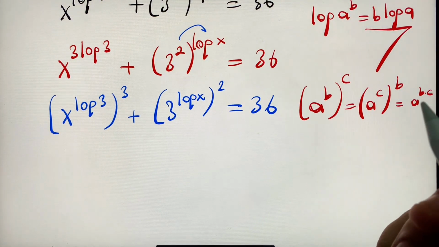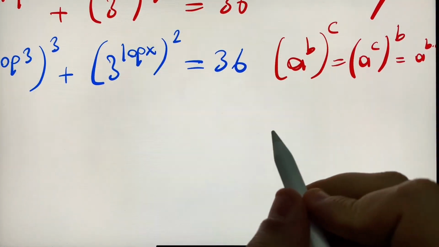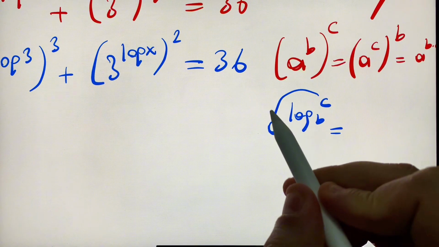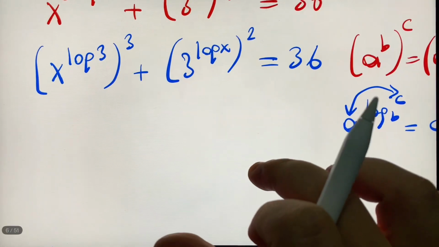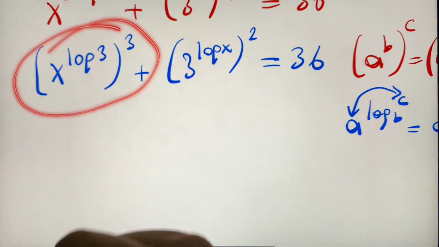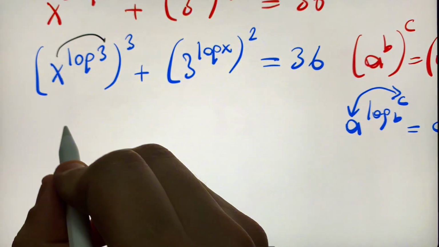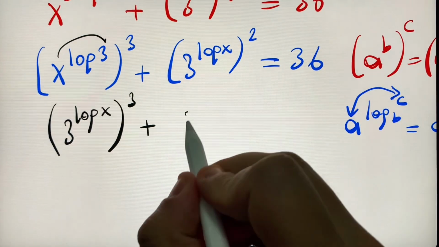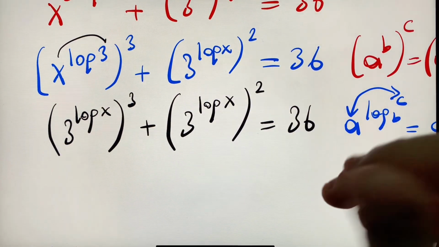Now what can we do next? Let's remember a feature of logarithm again. Log a of b in base c: look, these two could change places. I can write log on base b of c as a. I apply this immediately. Of course, we are thinking of applying it in this part. What will happen if these two are replaced? Log base 3 of x cubed plus log base 3 of x squared is equal to 36.